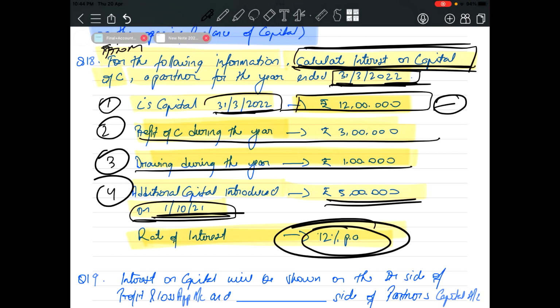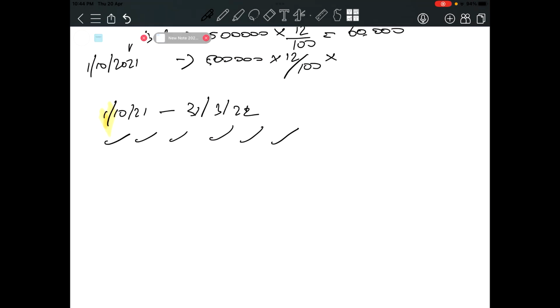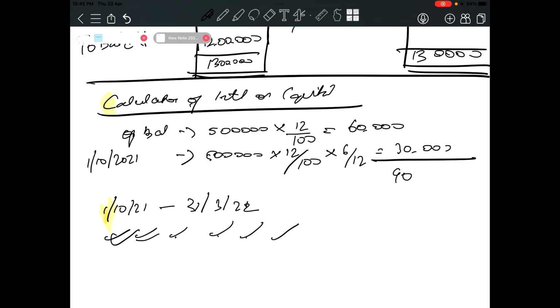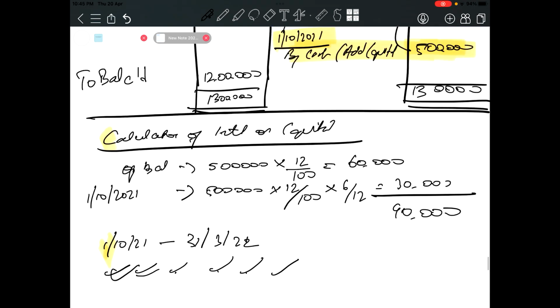Is it on October? Yeah, 1/10. Okay, so October, November, December, January, February, March, for 6 months. So 6 by 12. What will be the answer? It will be 30,000. Okay, so now what is the right answer of interest on capital? 90,000. This is the right answer.